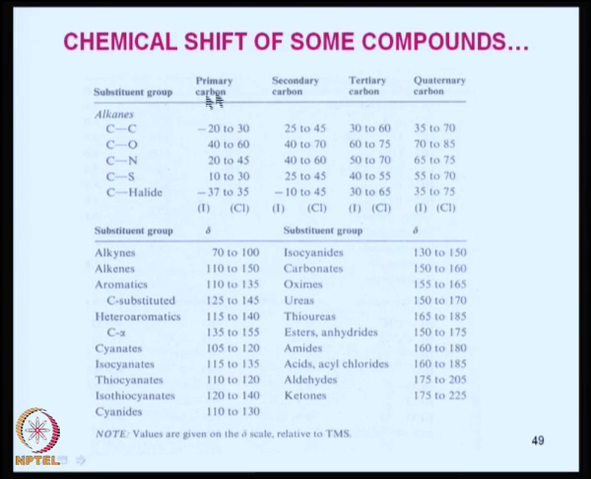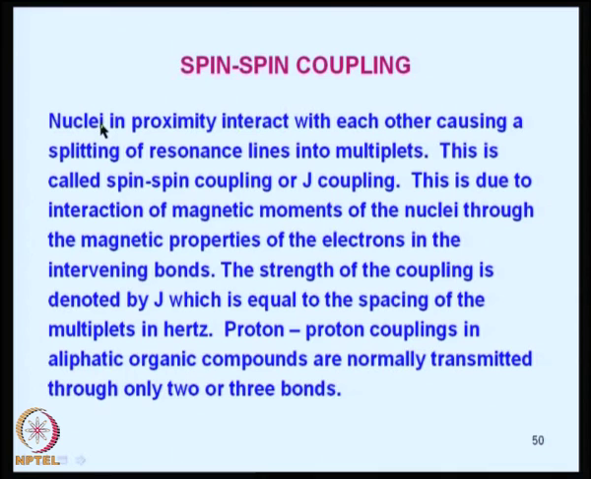Here in this case it is primary carbon, secondary carbon, tertiary carbon and quaternary carbon, and substituent groups will show the delta chemical shifts in this range, and it is a good idea to study the effect of functional groups on the shifts. Now, let us discuss spin-spin coupling.